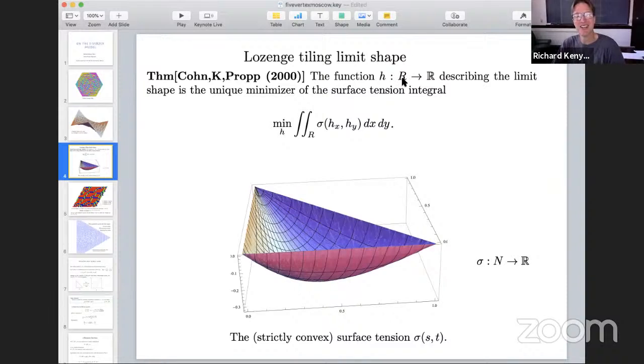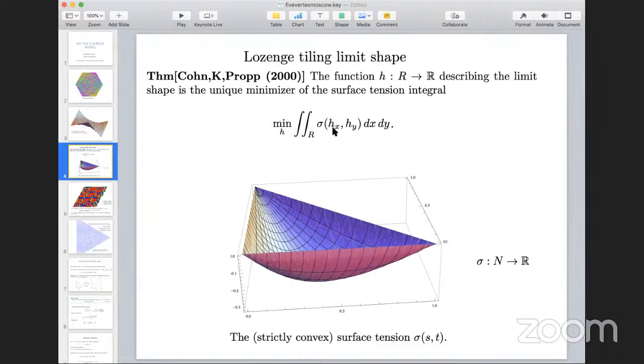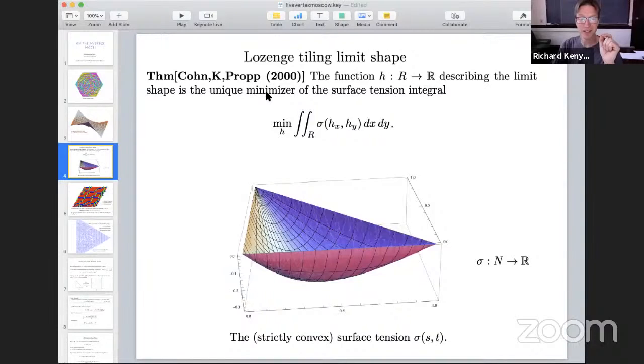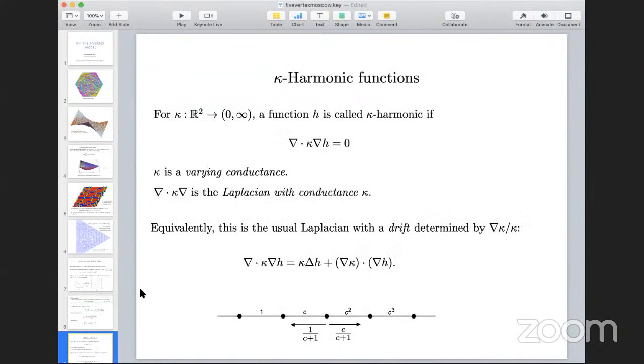That's why you're confused. I forgot to say: you take your region R. On the boundary of R, there are some Dirichlet boundary conditions for the function H. You have some prescribed height along the boundary. R lies in the plane, and you have some height function on the boundary, and you want to consider all functions which match the boundary conditions. Among those functions, you want to minimize the surface tension integral. So here, R is a parameter, and also the height along the boundary of R is a parameter. Is it clear? Okay, so in that setting, there exists a unique minimizer, and that's the one we're looking for. Okay, more questions?